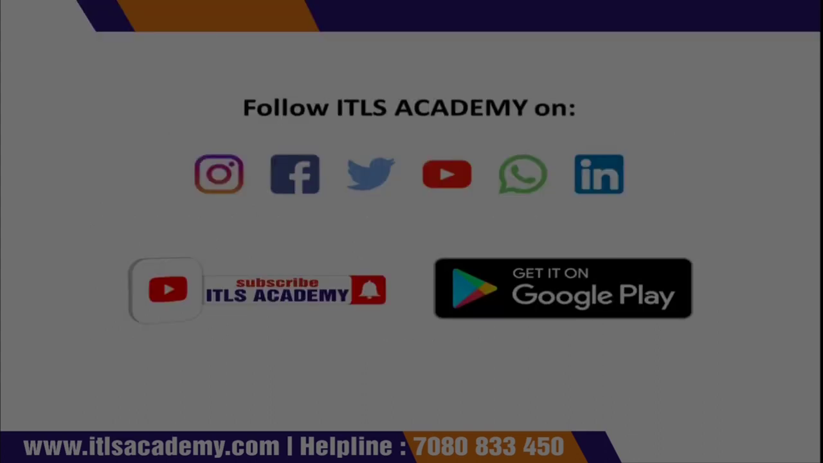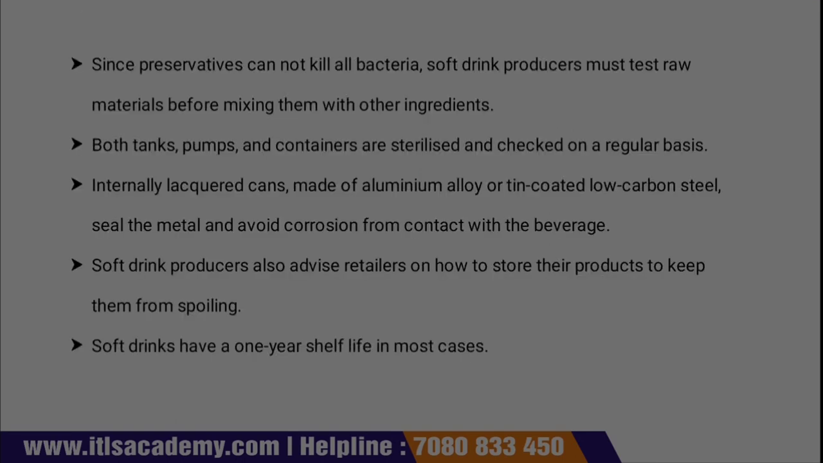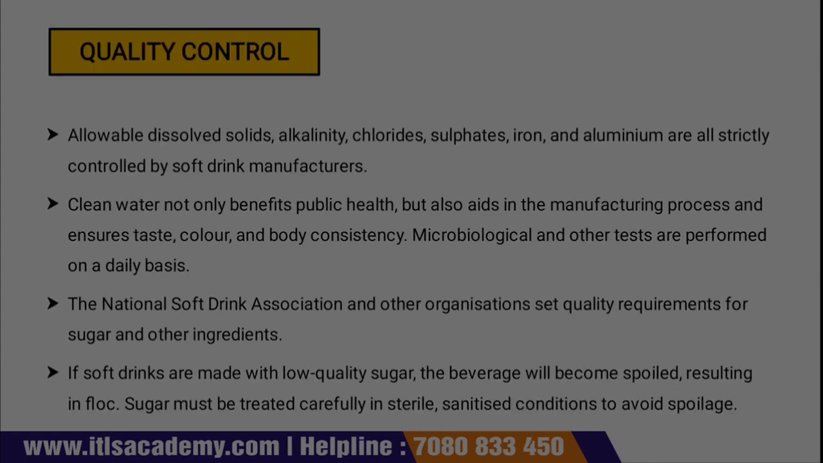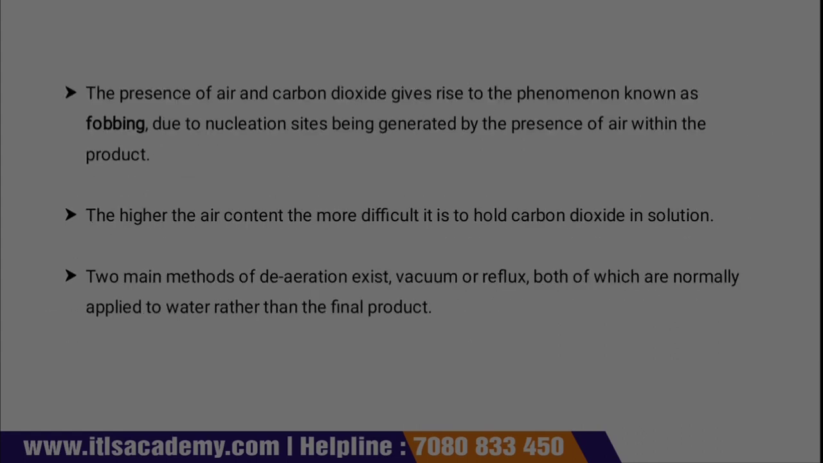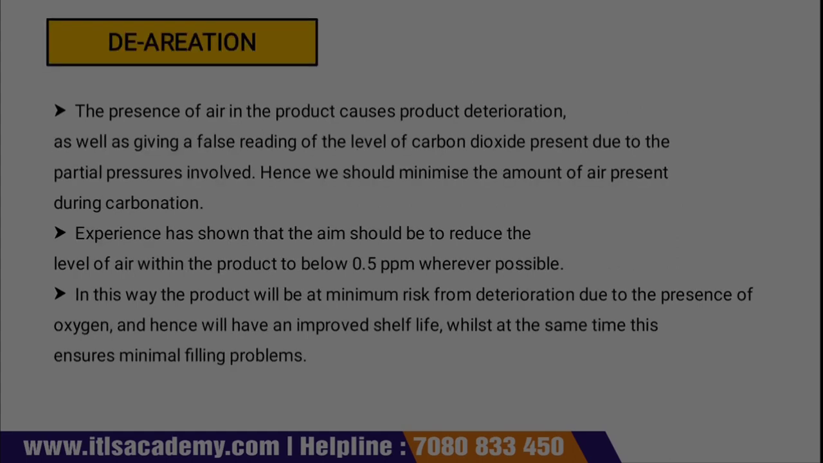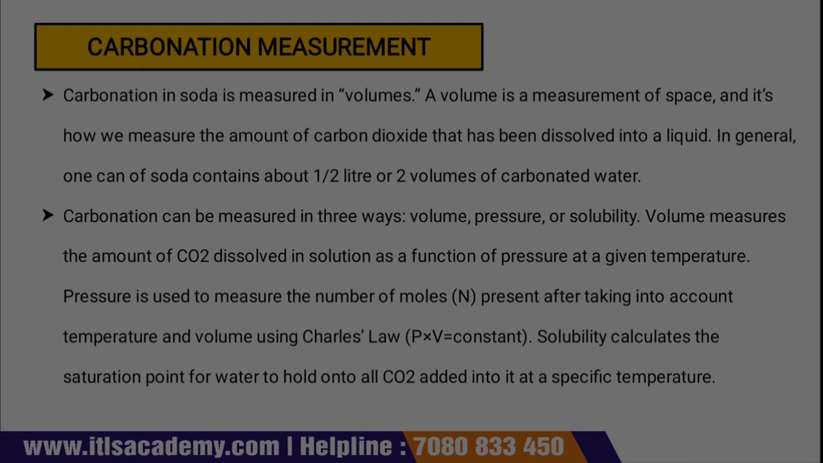So this is basically all about the topic. Certain questions generally arise, as we have discussed. What is fobbing? Second, why should we minimize the amount of air during carbonation? Then they can ask how carbonation is measured. So carbonation is measured in 3 ways: volume, pressure and solubility, right? Then how much carbonated water does 1 can of soda contain? So basically they contain 2 volumes of carbonated water, or you can say half a liter, right?